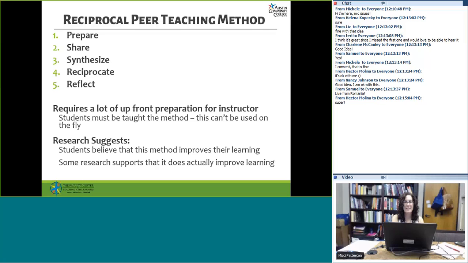In other cases, it doesn't change it in any way, but there's no research to suggest that this is ever a detriment. So at worst, you're not changing their learning, but you're making them feel engaged and they're enjoying the process. And at best, they're enjoying the process and their learning is improving. So I'm going to say it's probably a good thing to try out.